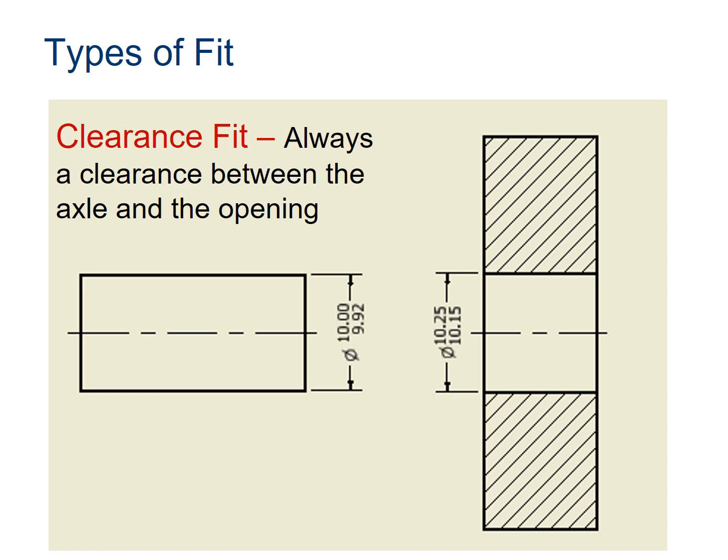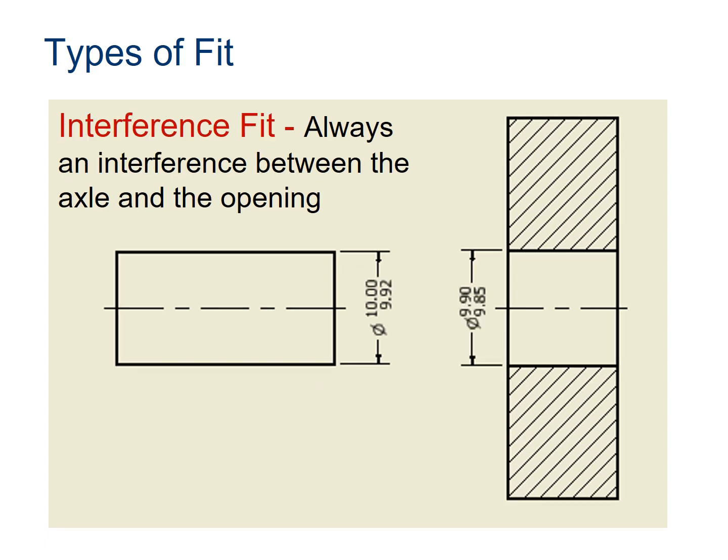In order for that clearance fit to happen, I have to specify that diameter with a high end and a low end, so that the high end of that axle is 10.00 and the low end is 9.92. And if you look at the high end and the low end for the hole, you'll notice that they are bigger than the high end and low end for the axle.